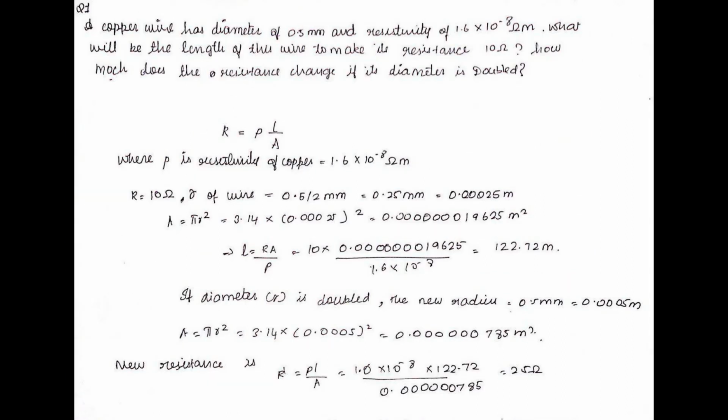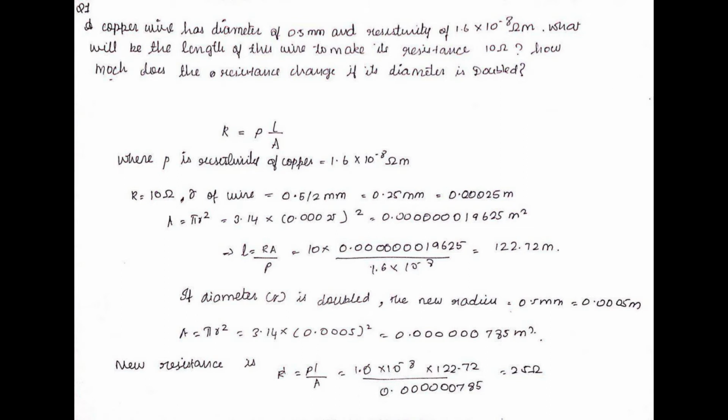Now let us see the first question. The question is: a copper wire has a diameter of 0.5 millimeter and resistivity of 1.6 into 10 power minus 8 ohm meter. What will be the length of this wire to make its resistance 10 ohm? How much does the resistance change if the diameter is doubled?